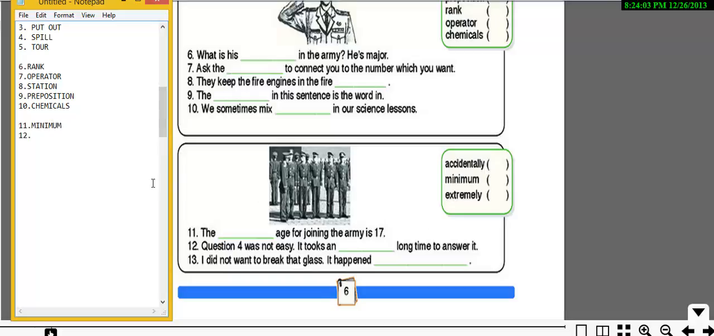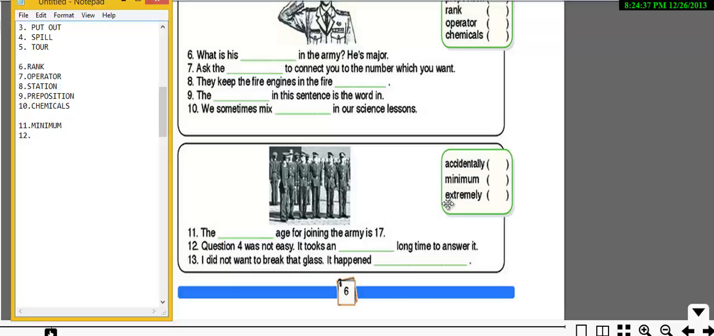Number 12. Question 4 was not easy. It took an long time. Well, an is really indicative, telling you it's not minimum because it's used with certain types of letters that are not consonants but vowels. Maybe vowels is the right word. They're not consonants. Anyway, so you don't use it with minimum. You got accidentally and extremely, and you got time.